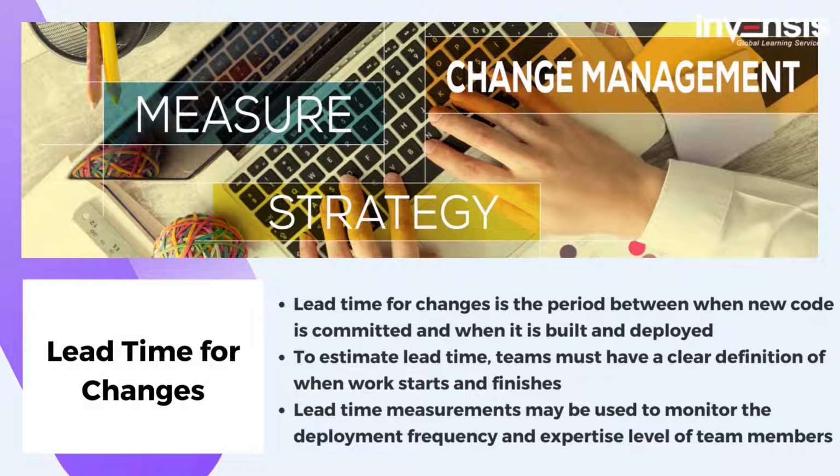First, lead time for changes. Lead time for changes is the period between when new code is committed and when it is built and deployed. Rapid updates are necessary for maintaining quality and momentum in the DevOps model, therefore simplifying the testing and merging process is essential. In simple words, the lead time is the amount of time required to develop, test, and deliver code. To estimate lead time, teams must have a clear definition of when work starts and finishes, such as the time between when a deadline is established and when the resultant code is released into production. Teams will adopt DevOps automation approaches to realize greater testing and compiling efficiencies.